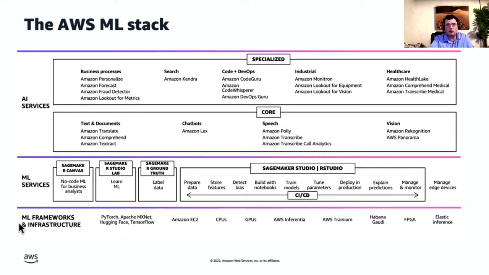In between these two is the ML services, which comprises largely SageMaker. SageMaker allows you to build, train, and deploy your own models with your own data, but SageMaker then manages the underlying infrastructure for you. Data scientists then can focus on building models and not having to manage EC2 instances.